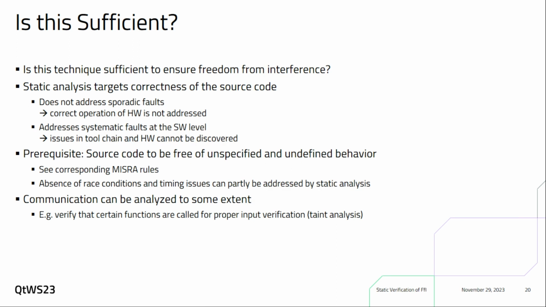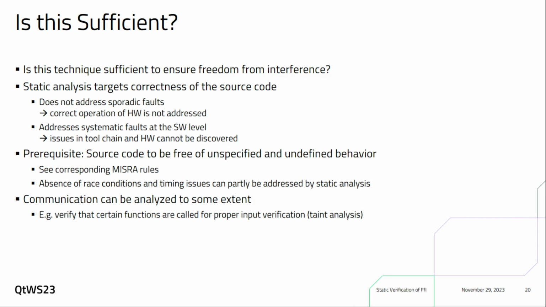Any fault in the software is a systematic fault because it's a bug in the implementation. It will always occur given the correct inputs that trigger this bug. So those can obviously not be discovered at this level, and we also have a prerequisite to apply this technology, because we have to make sure that the software implementation is free from unspecified or undefined behavior. So basically, you have to apply measures to ensure that your implementation is consistent.